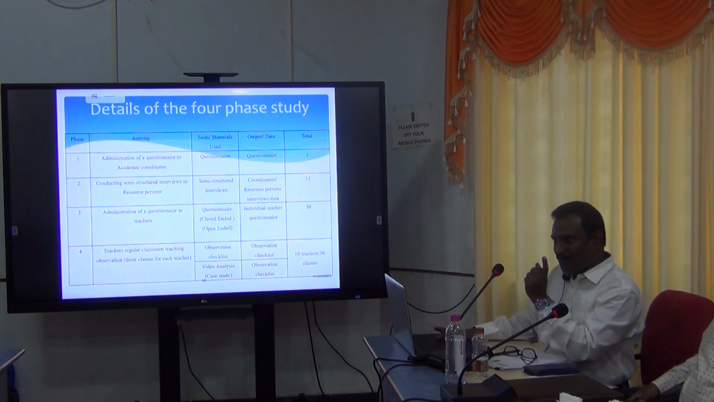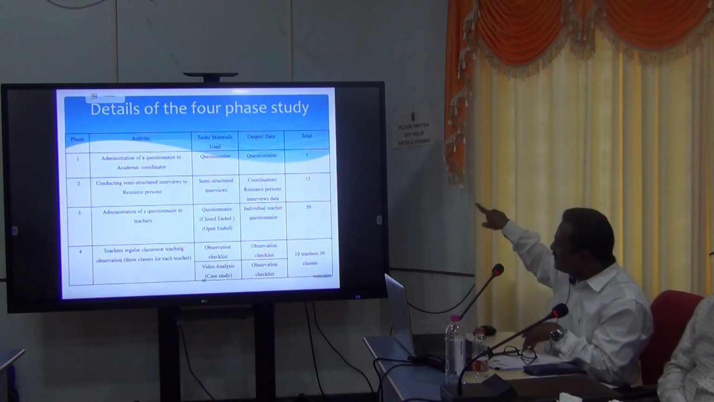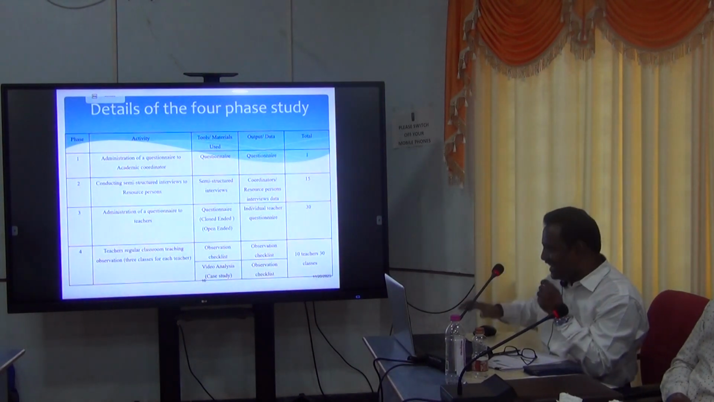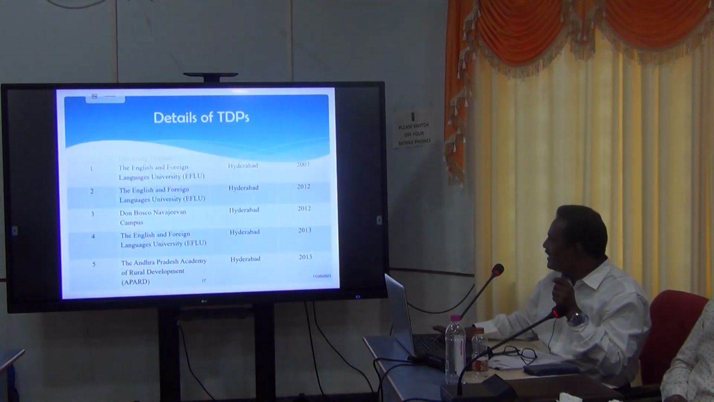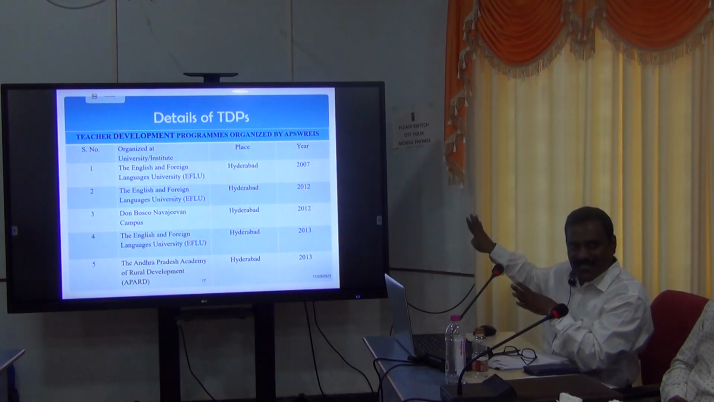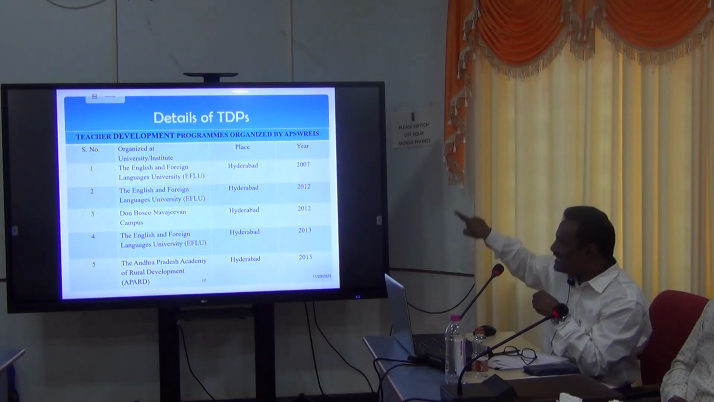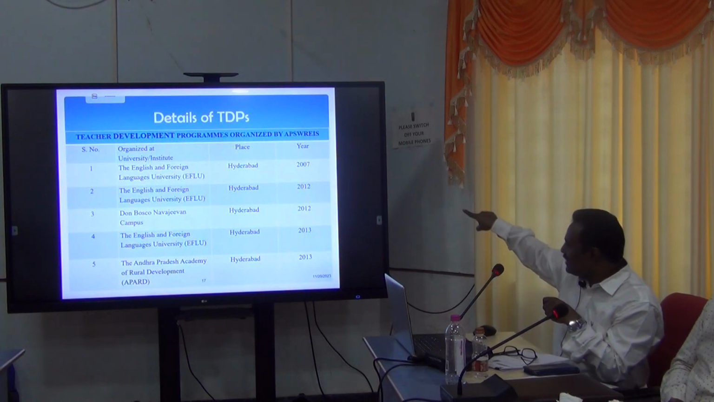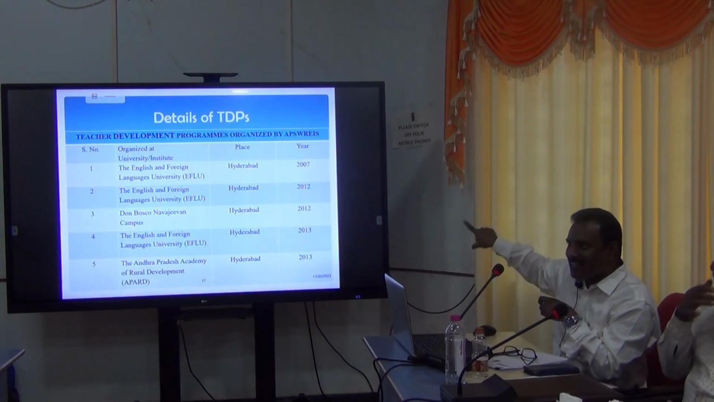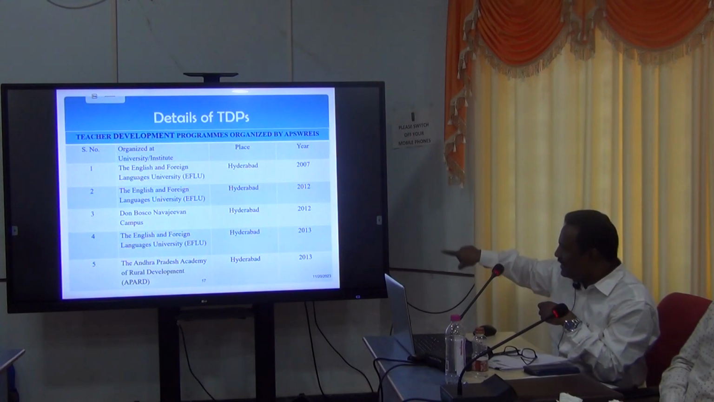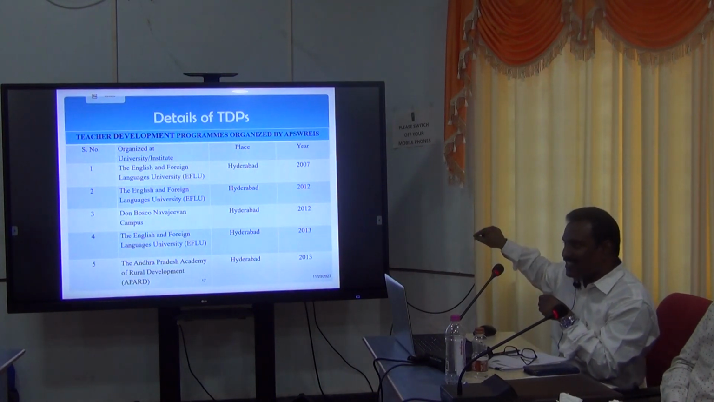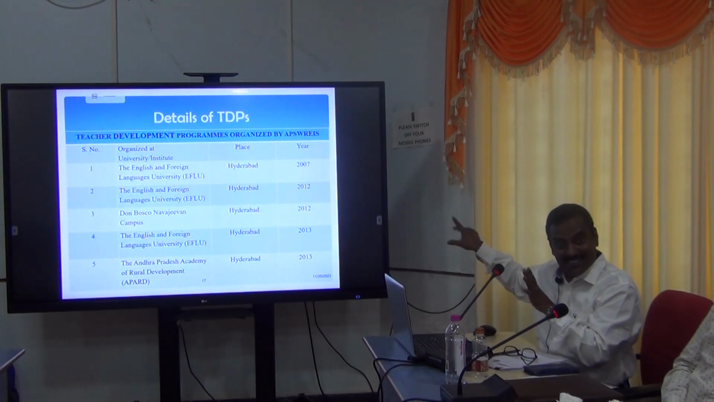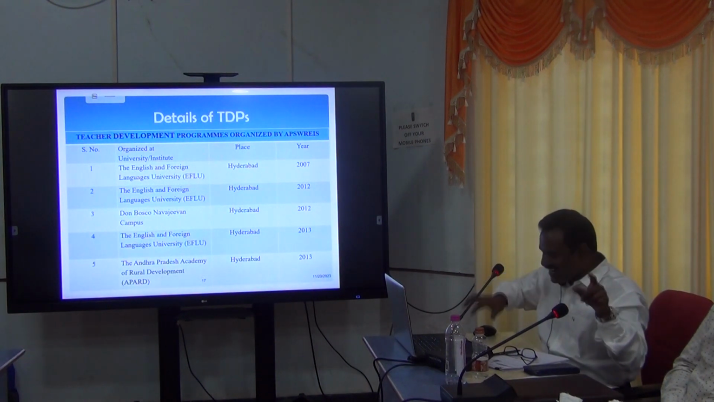But here I would focus on number one. These are just tools, and I will talk about the phases and give the detailed description on the next slide. These are the teacher training development programs, organized by the university in Hyderabad and the Andhra Pradesh Rural Development organization, from 2007 to 2013, where they trained entire teachers across Andhra and Telangana. I'll get back to your question; I'm with you.